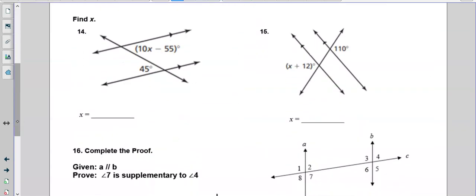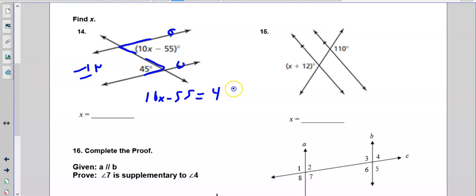Find x. Well, we know they're parallel. We know both of these are interior. They're on opposite sides of the line. And if you look at them and think about it, this is acute and this is acute. And if you remember, anytime we have a transversal with parallel lines, all the acute angles are going to be equal. All the obtuse angles will be equal. So therefore, 10x minus 55 equals 45.